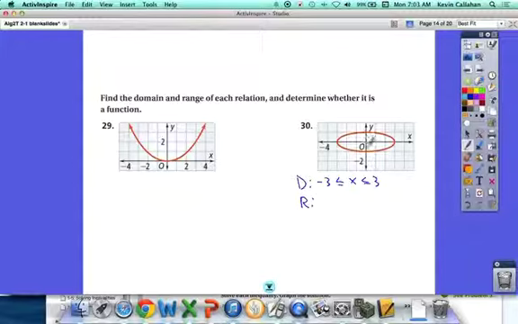Range, right? The range, the y-coordinates are between -1 and 1. There's no points above 1. There's no points below -1. So -1 is less than or equal to y is less than or equal to 1. Right? This one, in some sense, a little trickier. You got to get used to looking at these things.